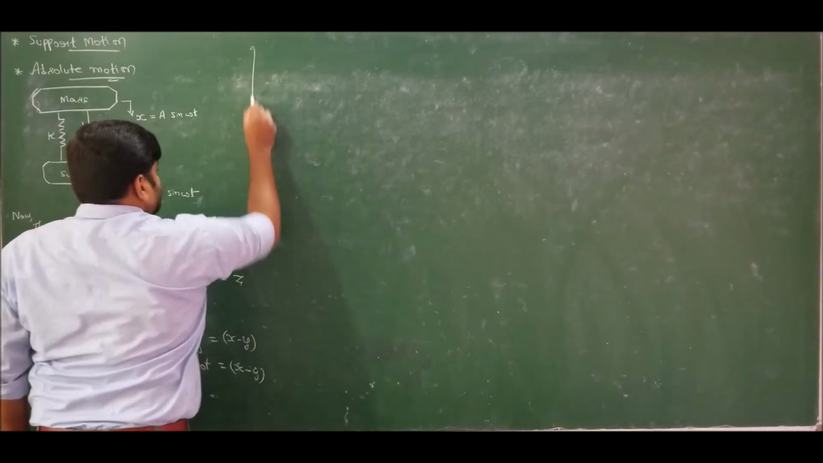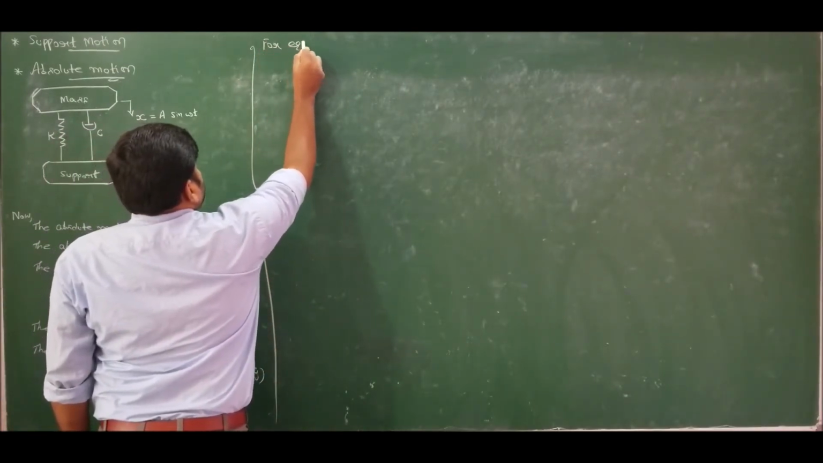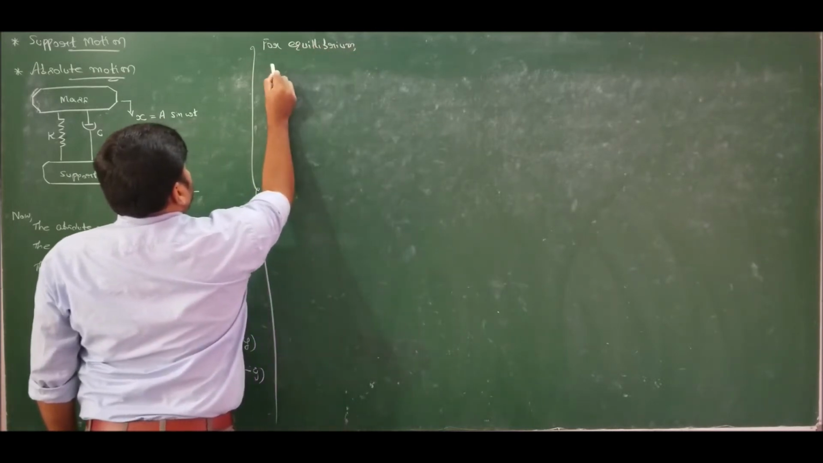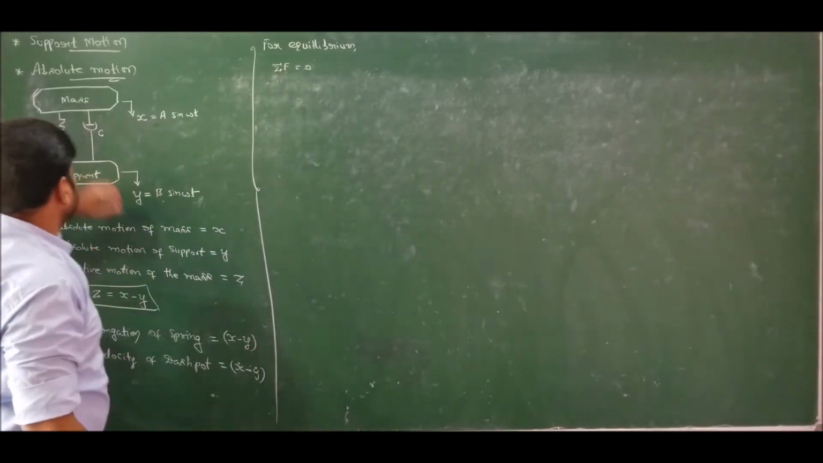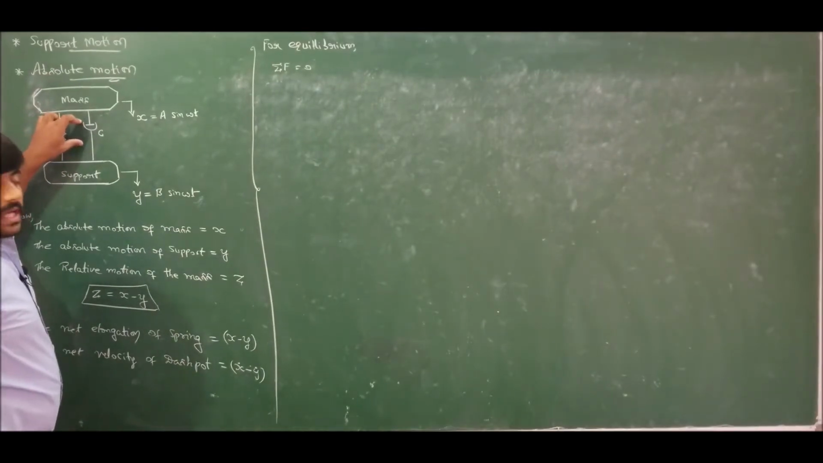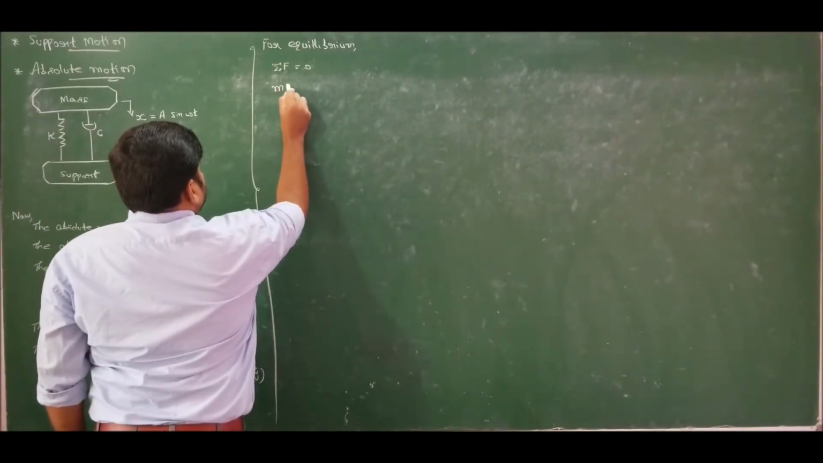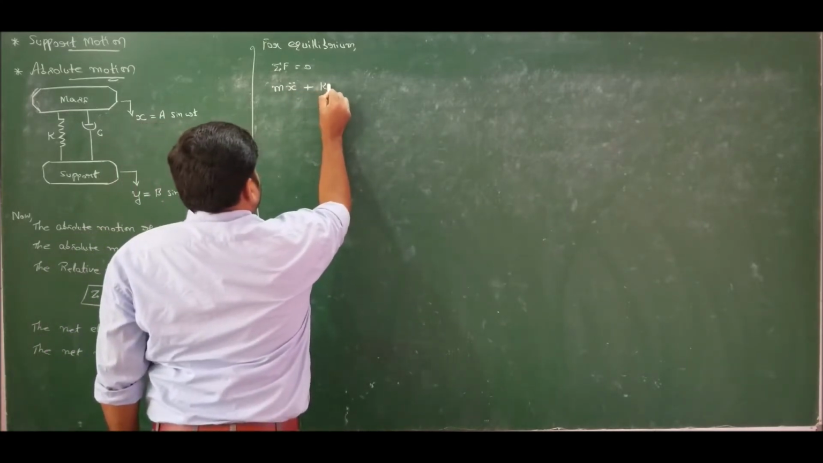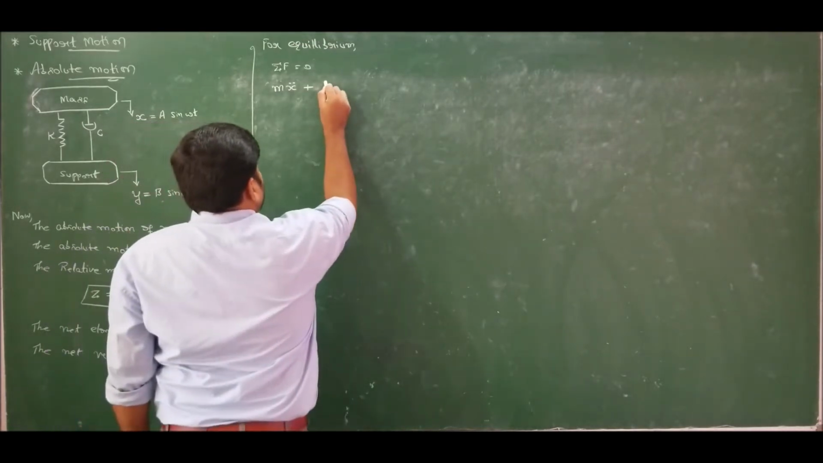Now we know that for equilibrium, sum of forces must be equal to zero. What are the forces acting? Inertia force of mass, spring force and force due to dashpot, correct? That is inertia force of mass, that is mx double dot, mass times the acceleration. Then spring force, before that let me take damping force. Damping force is damping coefficient times the velocity.